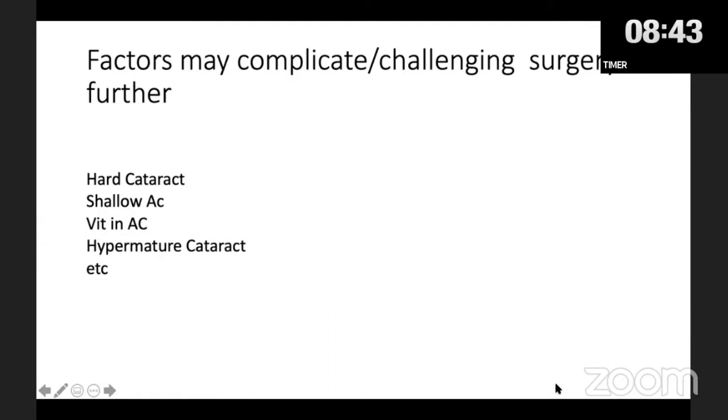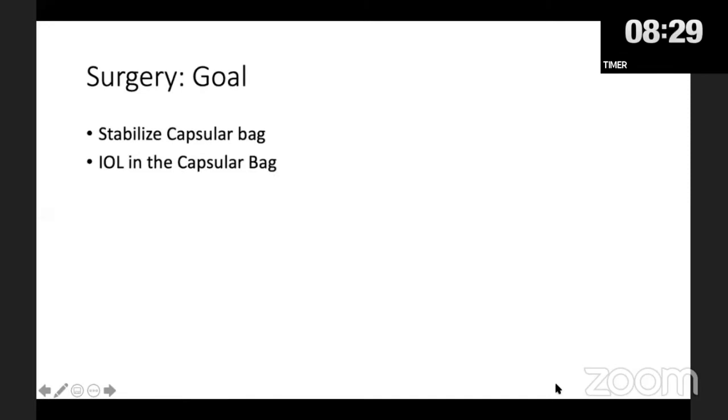The factors which can complicate the case further are hard cataract, shallow AC, vitreous in AC, hypermature cataract, etc. These are the types of cases where subluxation is much more difficult to handle. So surgery is to stabilize the capsular bag and IOL. Sometimes it is not important to put the IOL in the capsular bag. It is even important to put the IOL in the sulcus and capture the capsular bag.